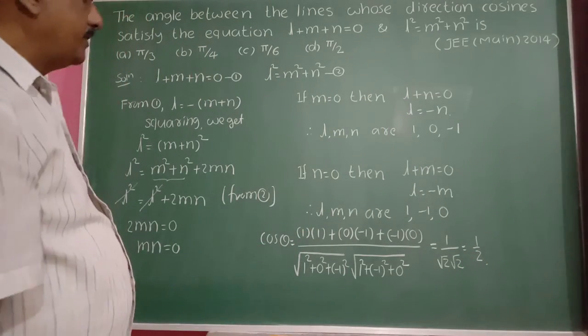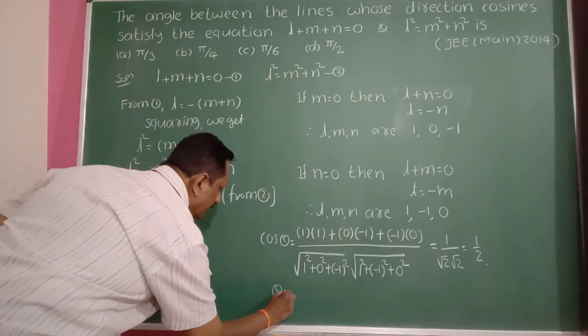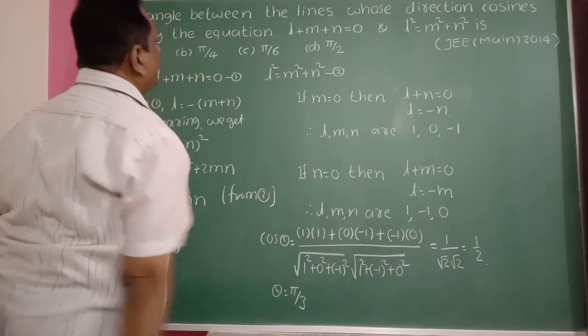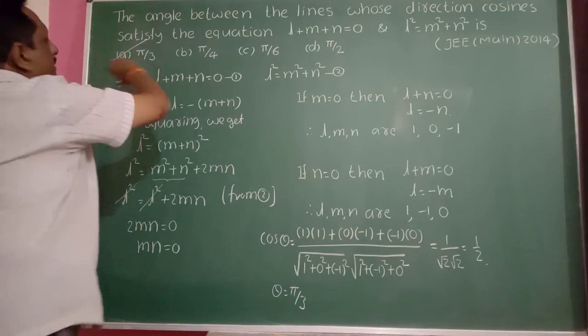So cos theta is 1 by 2, therefore theta must be pi by 3. So pi by 3 is the answer. The first one is the correct option, pi by 3.